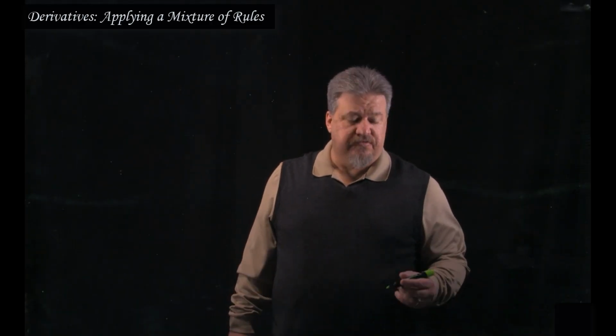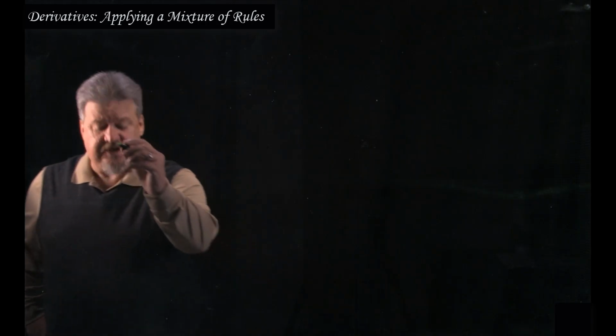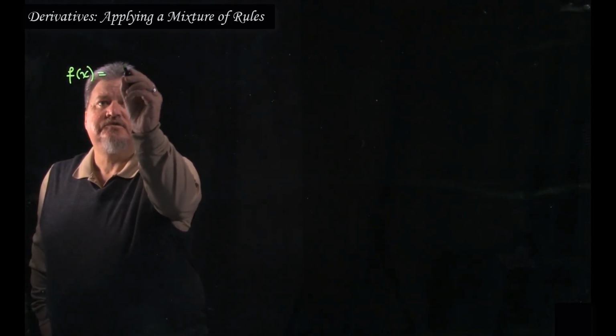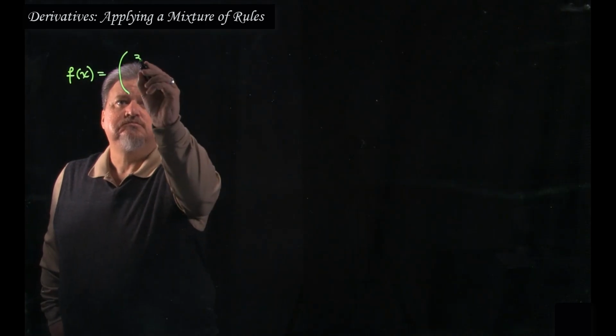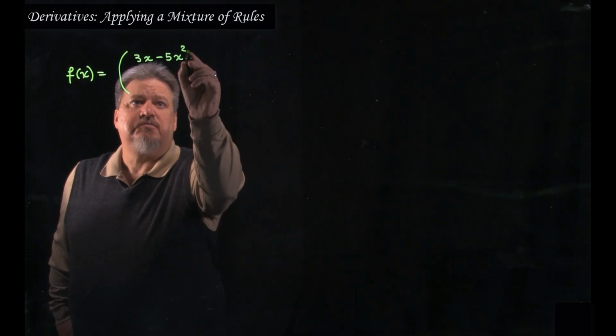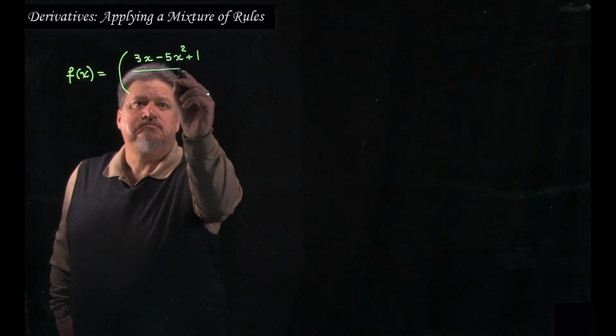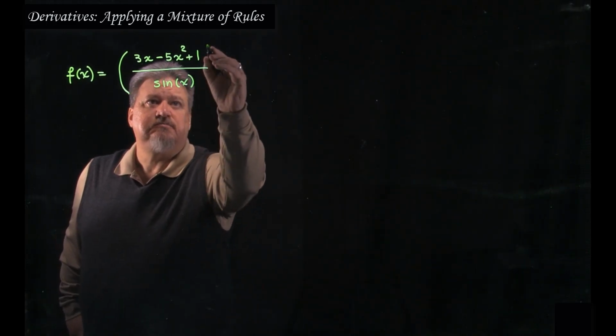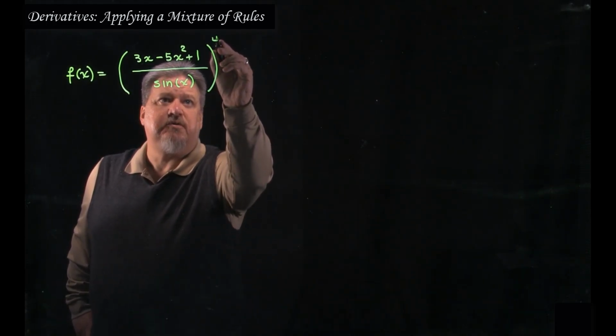Good morning. Today we're going to look at a mixture of rules problem. This will actually be called the chain quotient rule problem. So let's write down our function at hand. Let's consider f of x is equal to (3x minus 5x squared plus 1) over sine x, all raised to the fourth power.